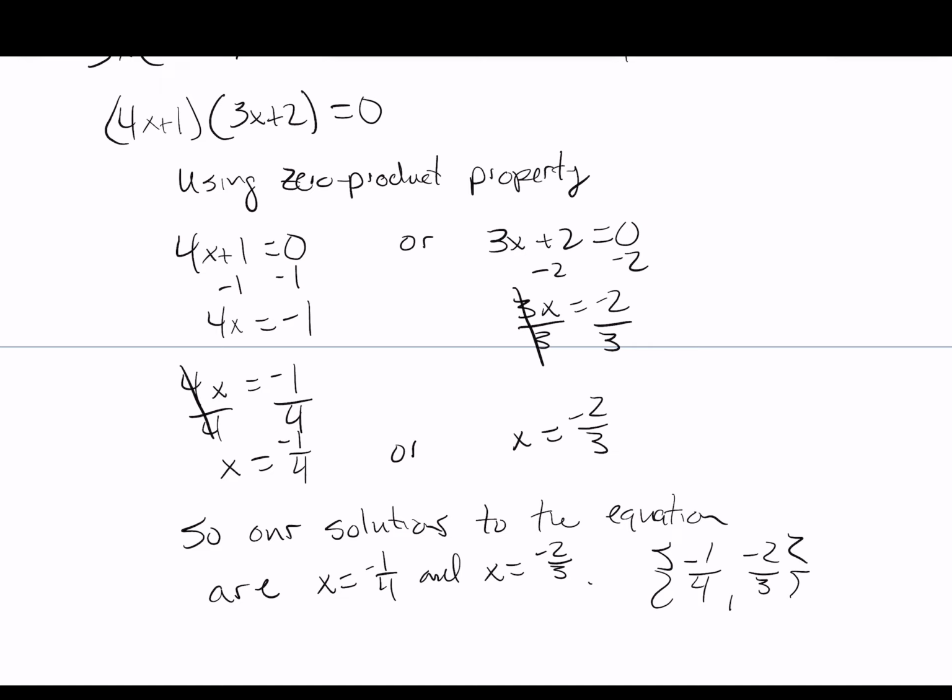So again, the leading coefficient was not 1. We still factored using the tools that we have, and we were able to come to a solution using the zero product property, using factoring by grouping.